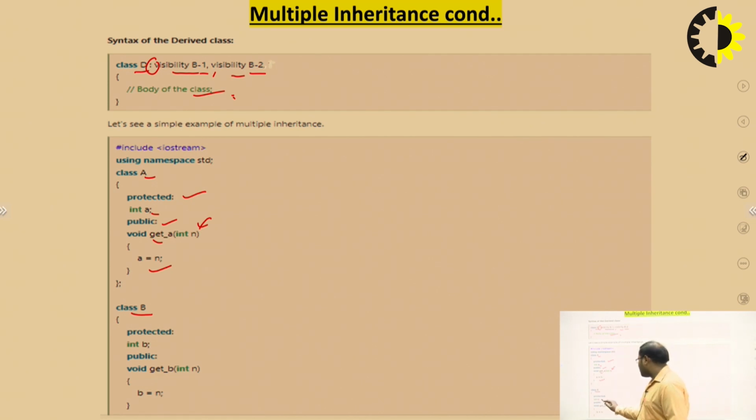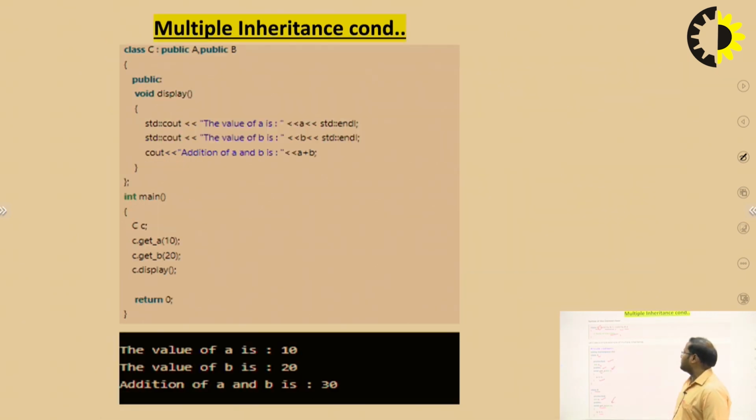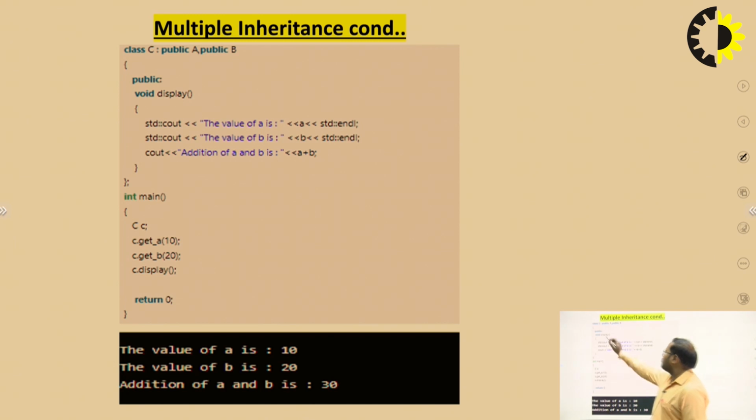Class B, in the protected field, I am taking another variable b of type integer, and the name of the method is get b, and a parameter is passed of type integer, and b is equal to n. So class A is defined here and class B is defined here. Now I am going to define a derived class C which is inherited from A and B. This line is very important.